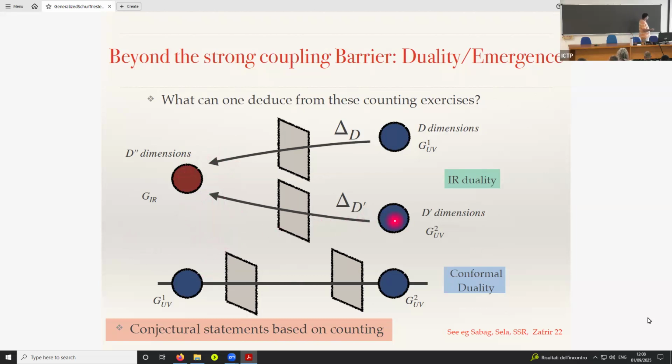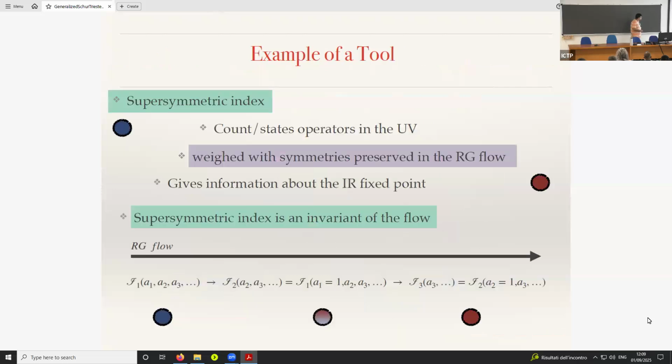So again, here is an example of infrared duality when we flow to the same theory, but there can also be conformal dualities. Again, please feel free to stop me at any point if anything is not clear. Even if I say that it is trivial, you should not be afraid to ask a question and to attack me in other ways. Okay, so now let me give you an example of a tool.